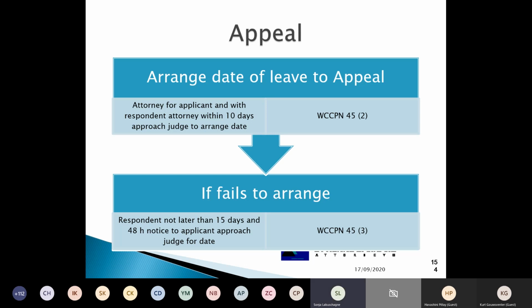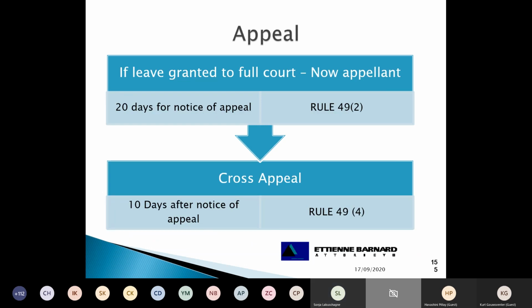If the applicant, and remember now, it's still the applicant, does not arrange the date with the judge, the respondent can do it, because remember now everything is suspended and they're not doing anything. The respondent can then arrange and go to the judge if the applicant doesn't do it. If leave is then granted, you now become the appellant. There's a slight change of phrasing there, and the respondent stays the respondent, but the applicant now becomes the appellant. The respondent can do a cross appeal and give notice of that.